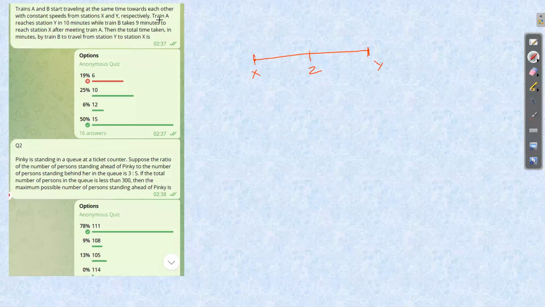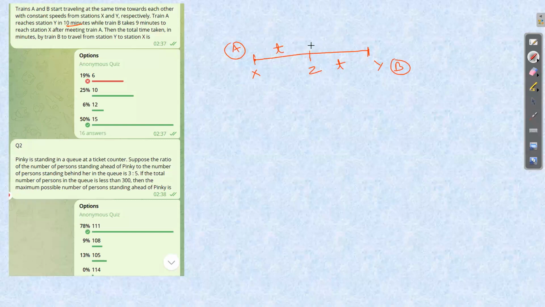Now train A reaches station Y in 10 minutes. So when they meet the first time at Z, A must have traveled for some time, and at the same time B also must have traveled the same time. That's when they'll meet. So this distance B covered in that time, and this distance A covered in that time. It is given that train A reaches Y in 10 minutes.